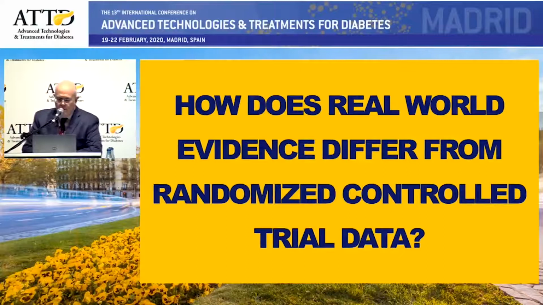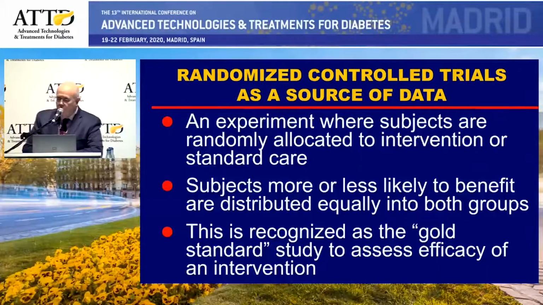So how does real-world evidence differ from randomized controlled trial data, RWE, real-world evidence, compared to RCT, randomized controlled trial? Well, if you look at a randomized controlled trial as a source of data, there's 3 things you could say about a randomized controlled trial. This is an experiment where subjects are randomly allocated to receive either the intervention or standard care. There's random allocation, and that is because subjects who are more or less likely to benefit from this intervention are distributed equally into both groups.